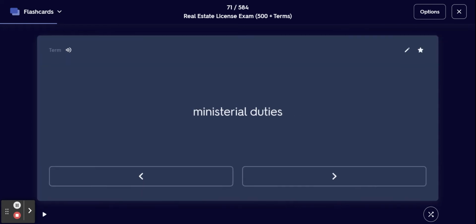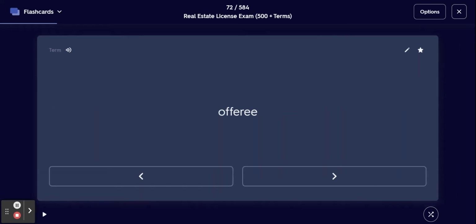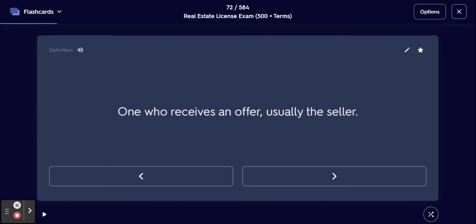Ministerial duties. The duties of the division of real estate that involve record keeping. Offeree. One who receives an offer, usually the seller.